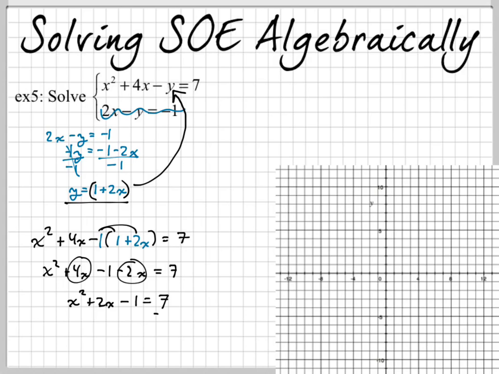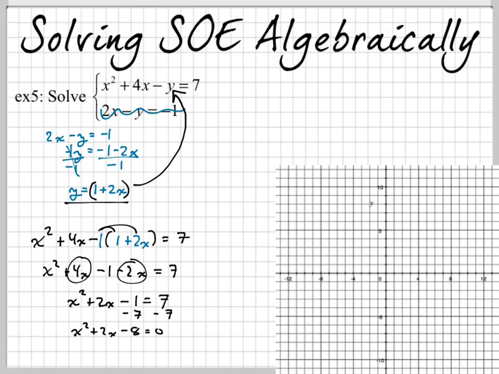So let's get rid of this 7 right here by subtracting it. We got x squared plus 2x minus 8 equals 0. Now, we can use the 0 property, we can use the quadratic formula, we can use square roots. There's a bunch of different ways to solve this guy. I'm hoping that I can use the 0 property, so I'm hoping that I can factor this.